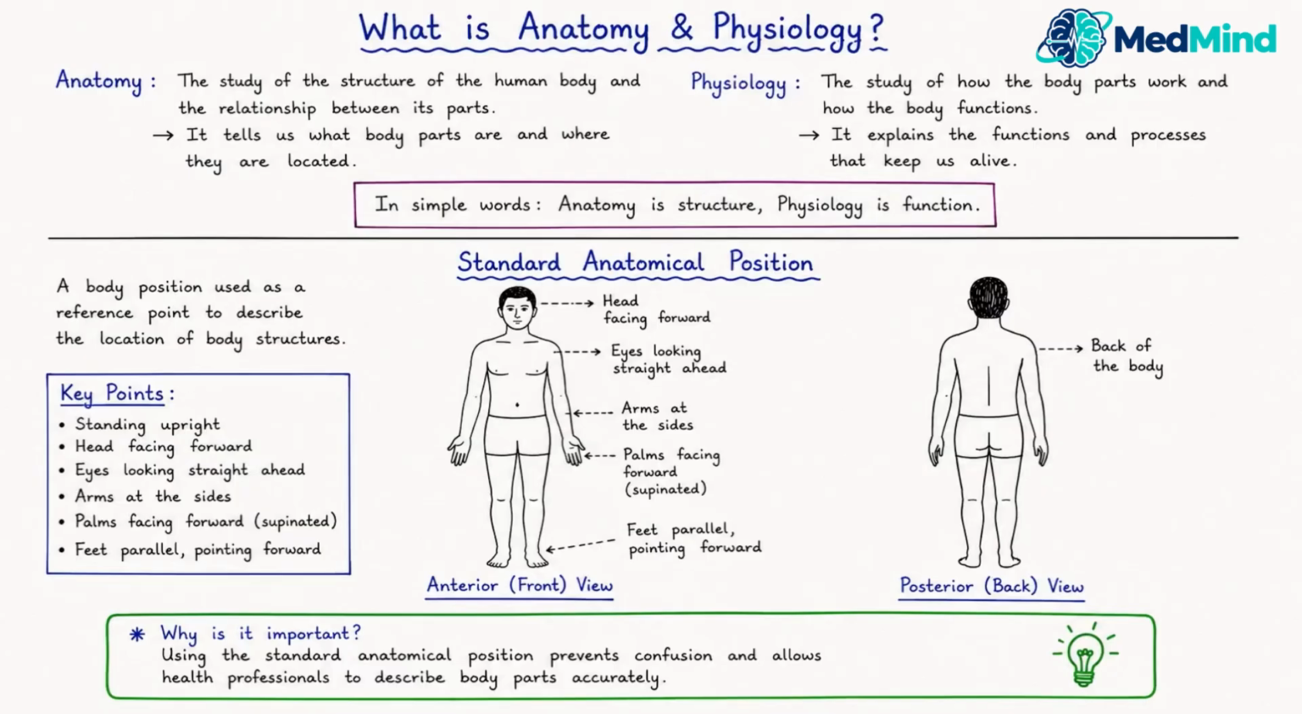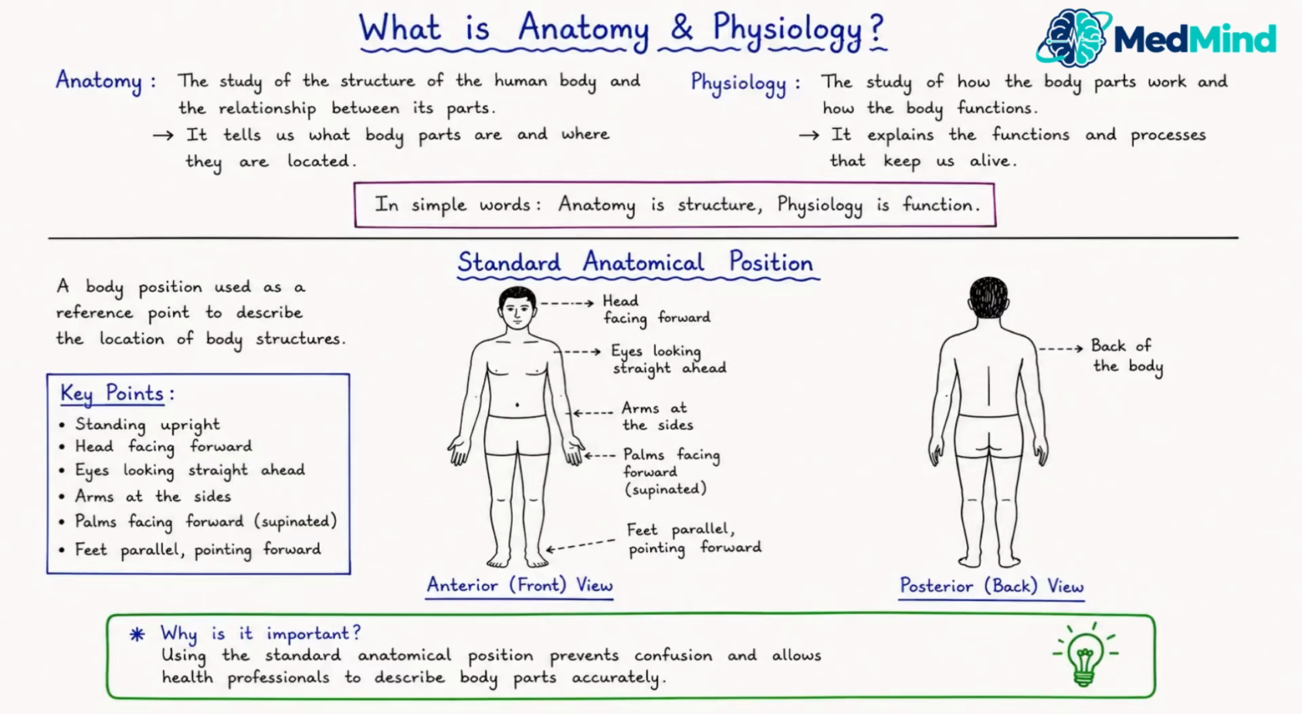For example, where is the heart located? How many chambers does the heart have? Where are the lungs? Where are the kidneys? These are all anatomy questions because they focus on the body structure.